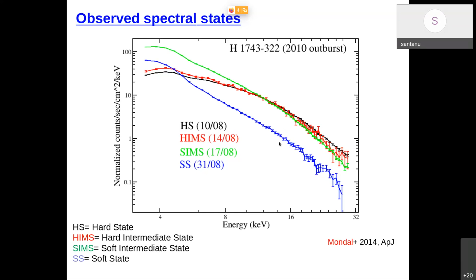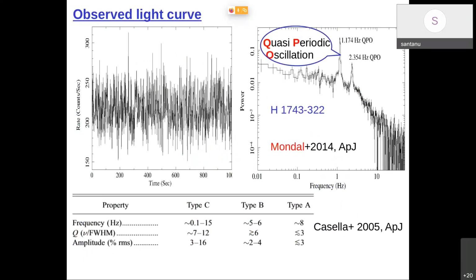Apart from these spectral properties, we can see timing properties also. For example, if we take a light curve for the same source and look at the count variation with time, we cannot see much. But if we take the Fourier transform of that light curve, we can see two prominent peaks, one at 1.174 Hz and another at 2.35 Hz. This 2.35 is almost twice that of 1.17. So basically we found a 1:2 QPO frequency.